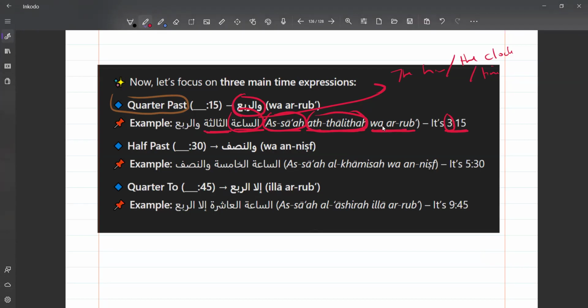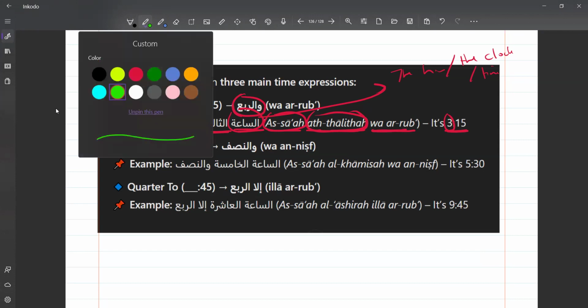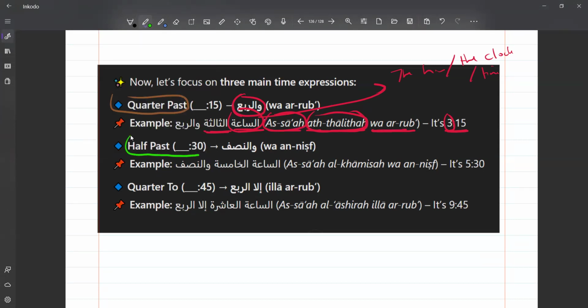Then the next time expression is half past. To say half past in Arabic, we say wa-nisf. What do we say? We say wa-nisf. So if the time is 5:30, we will say as-sa'a, meaning the time, al-khamisa, which means 5. And then we'll add the expression wa-nisf to say half past 5.